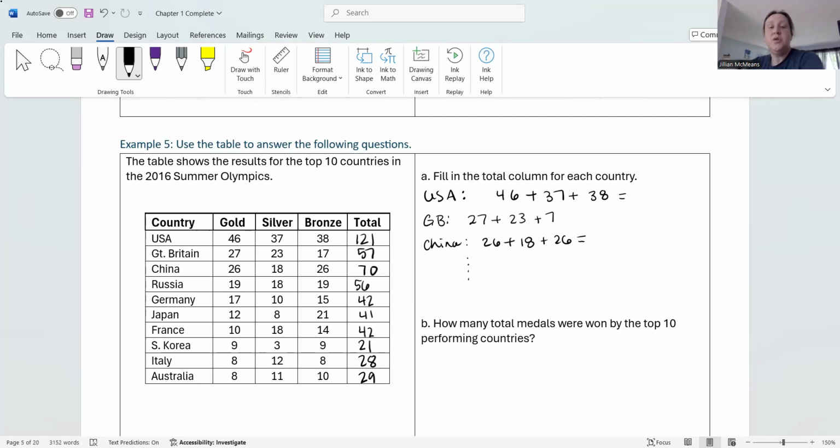Okay. So part B says how many total medals were won by the top 10 performing countries. Well, we have the total for each individual country. What we want to do now is add this column right here. So we basically want to take 121 plus 57 plus 70 plus 56 plus 42. Plus 41 plus 42 plus 21 plus 28 plus 29. That's what we're doing here. So again, a calculator would be completely reasonable.